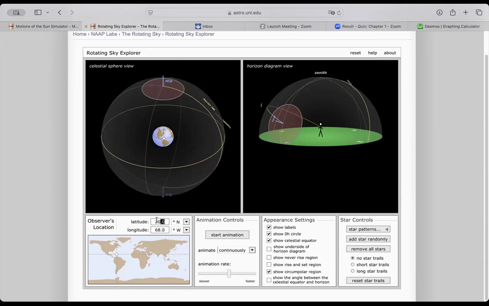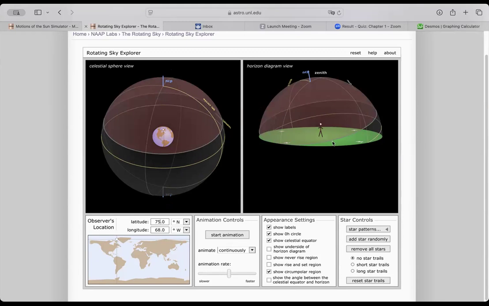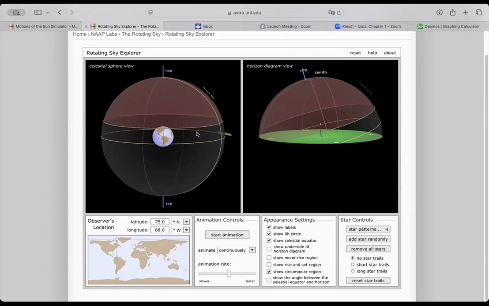If we were to increase their latitude and consider an observer that is, like say in the Arctic, so above, the Arctic starts at 67 degrees. So let's put them at like 75 degrees north. They have a much larger circumpolar region. So now most of the stars in the sky will not rise or set. You see it on the celestial sphere because now that circumpolar region includes stars from the pole all the way down to 90 minus 75, which is 15 degrees.